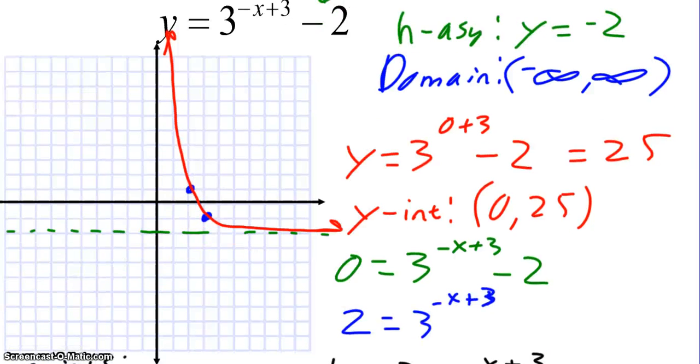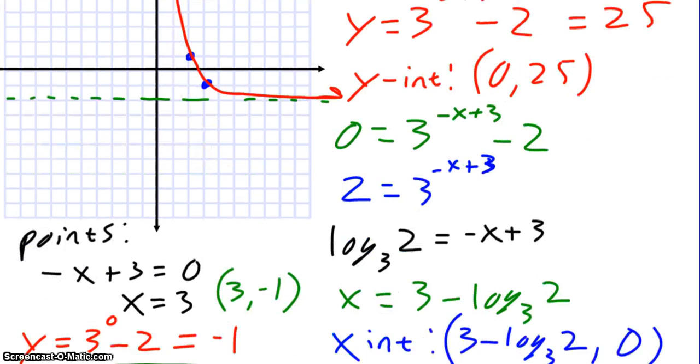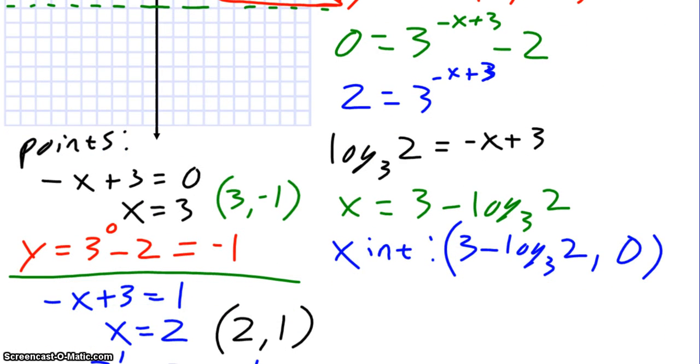To find the x-intercept, I plugged in 0 for y, and I solved for x, and I got x equals 3 minus log base 3 of 2. So the x-intercept is 3 minus log base 3 of 2, 0.